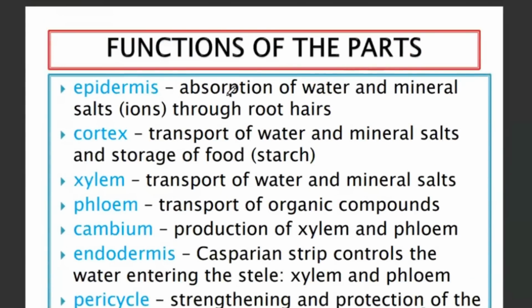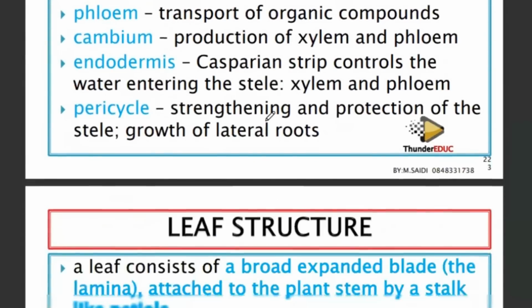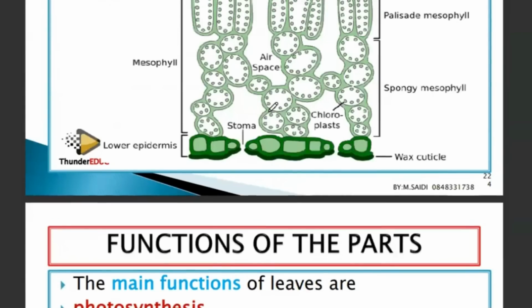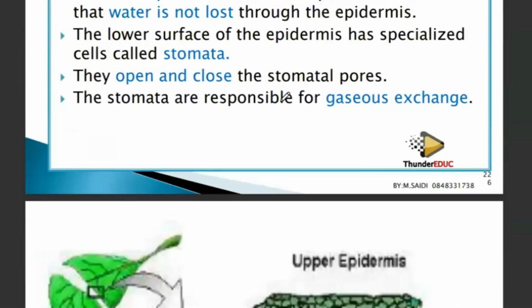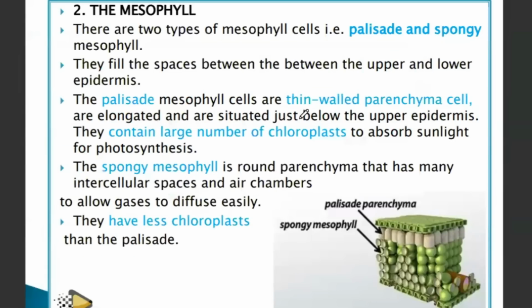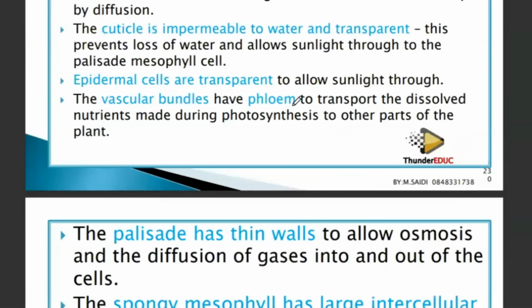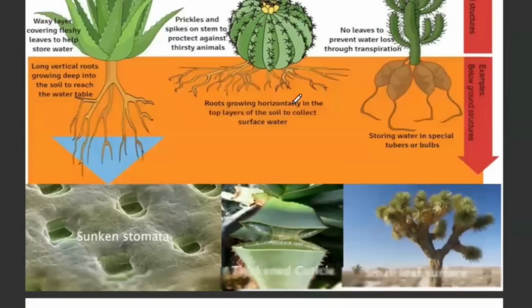These are also adaptations. Epidermis absorbs water and mineral salts. So what is it about? You just talk about the characteristics, and then you see this stomata. They like to bring it, like the one which is drawn, and then try to label it where gaseous exchange is taking place.